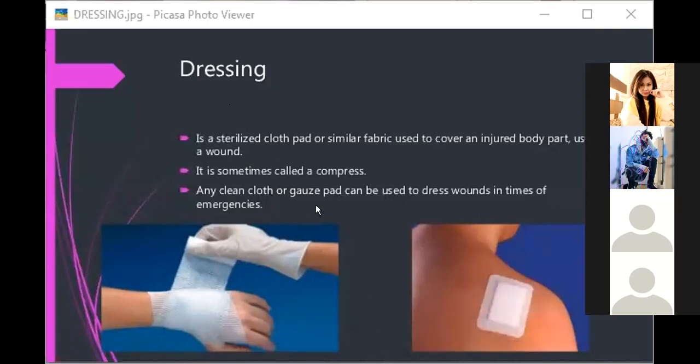It is sometimes called a compress. Any clean cloth, any clean cloth or gauze pads, can be used to dress wounds in times of emergency. So you write down dressing, and please write down these 3 points. No need to do the diagram. Only the 3 points.